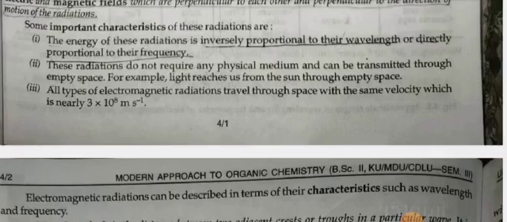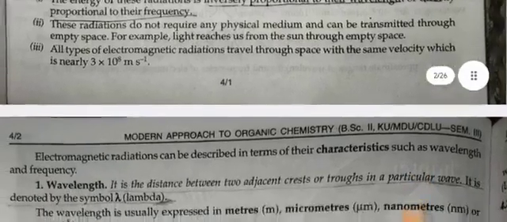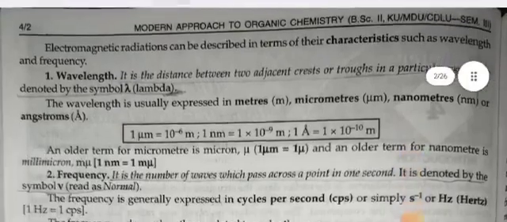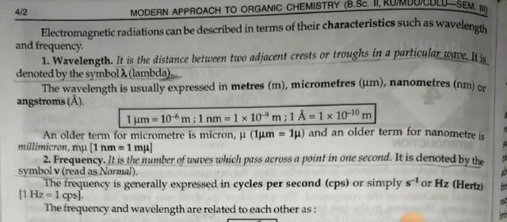All types of electromagnetic radiation travel through space with the same velocity, which is nearly 3 × 10^8 meters per second. Electromagnetic radiations can be described in terms of their characteristics such as wavelength and frequency. Wavelength is the distance between two adjacent crests or troughs in a particular wave. It is denoted by lambda.